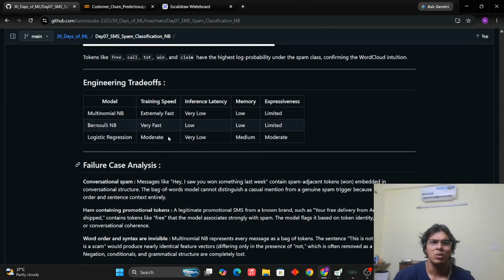These are the engineering trade-offs. Training speed in multinomial naive Bayes is very fast because it is just probability calculations. And like I said, mathematical calculations always make the model very fast. Inference latency, which means the total time to run all the predictions divided by the number of samples, is very low. Again, the model is super fast in doing the predictions. Memory used is very low because it only stores some of the probability values. Expressiveness is limited again because multinomial naive Bayes models do not work for massive data sets.